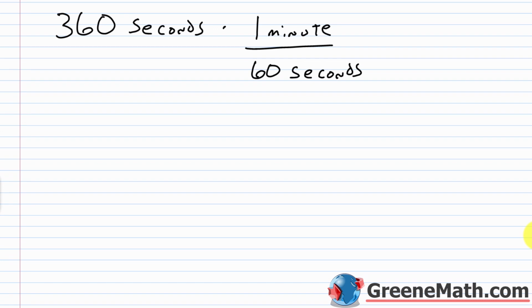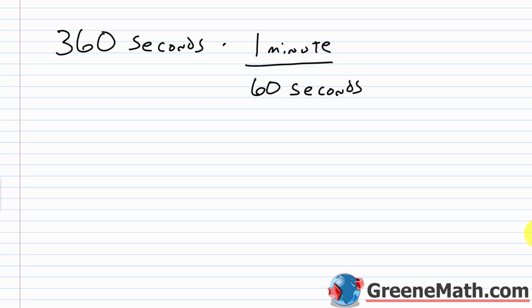Now, once you've set this up, you've basically done all the hard work, because seconds over seconds is going to cancel. I don't need to worry about the units anymore because I know this is what's going to be left over. And that's what I was trying to get, right? I wanted this in terms of minutes. So I'm just going to write minutes over here. And I'm done with that part. Now I can just think about, what is 360 times 1 over 60?